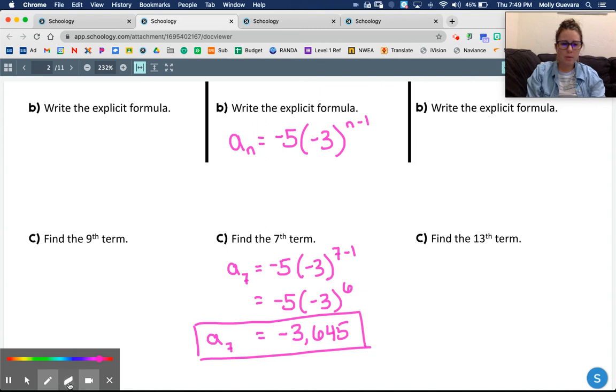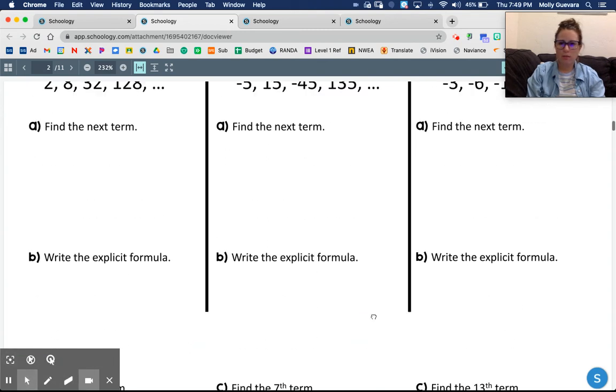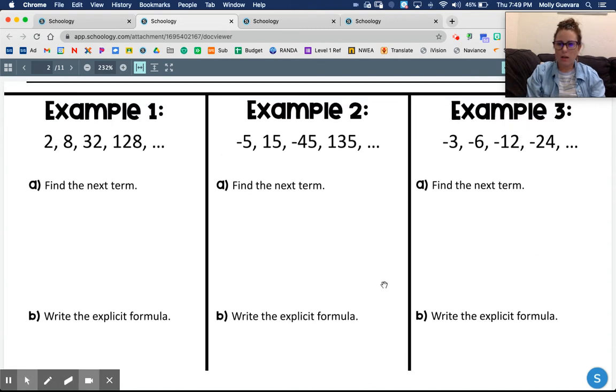Okay, last example, example 3. Go ahead and try that one as well. And then we're going to do one example back on our notebook after example 3, and then we'll be done. So go ahead, pause the video, go through this one, and then we'll do one more together.